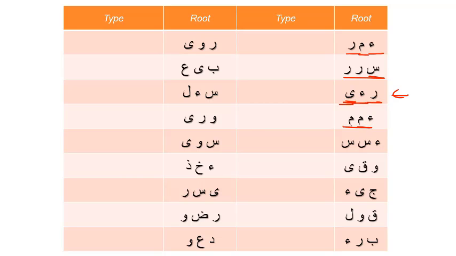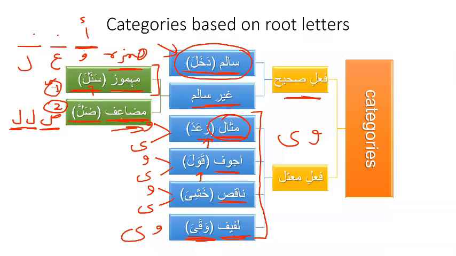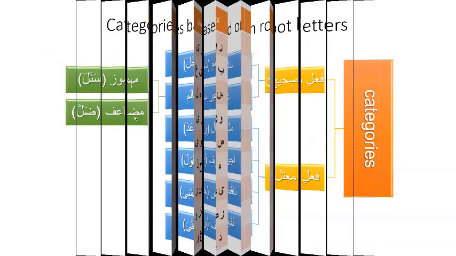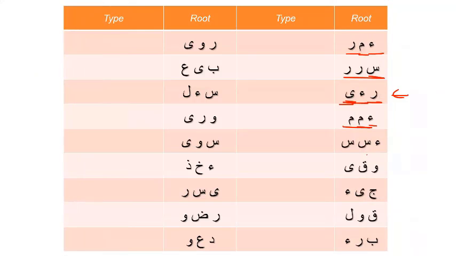Okay, what about this next one? This one's mahmuz and mudha'af. So this is mahmuz because of hamza. Yeah, mahmuz, and it's also the mudaf. All right. And the same over here. What about waw, qaf, ya? Lafif. Lafif. So lafif is the last one which has more than one illat.